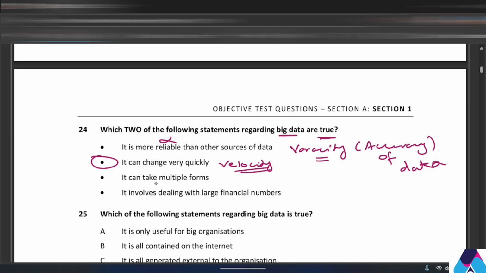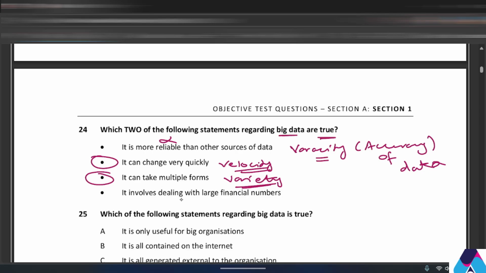And then it says it can take multiple forms. That is also correct. Remember one of the 5 V's, variety, that big data can come in variety. It can be in the form of tweets, comments, videos, podcasts, whatever, right? You can get information from everywhere, so it can take multiple forms, right?